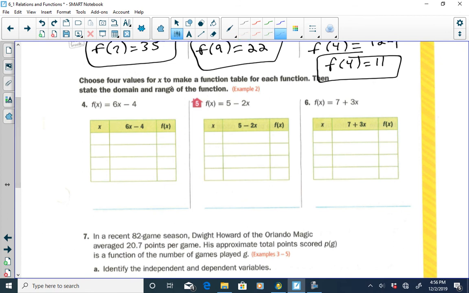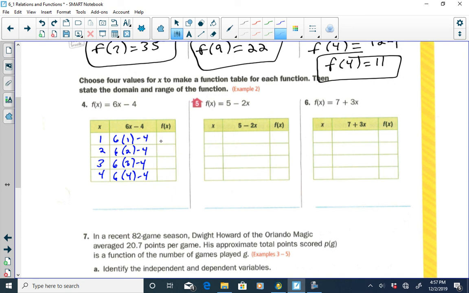Right? It says choose 4 values for x to make a function table for each function. Then state the domain and range of the function. Okay? So let's use inputs of 1, 2, 3, and 4, right? But that is your independent variable because those values can be any value. If we choose our inputs or our domain values as 1, 2, 3, and 4, right, we evaluate the function. 6 times 1 minus 4, 6 times 2 minus 4, 6 times 3 minus 4, 6 times 4 minus 4.